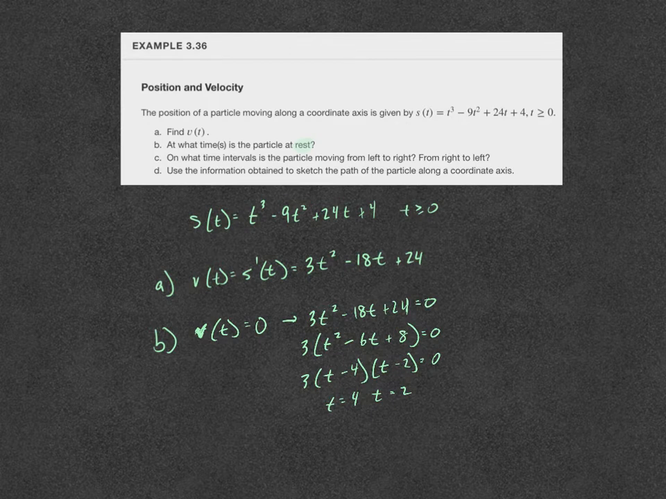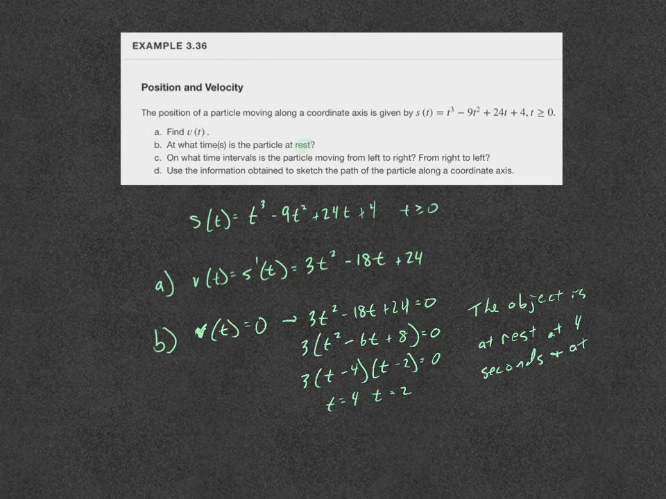So let me write that down. The object is at rest at 4 seconds. Well, actually, I should probably write the 2. Well, it doesn't matter. At 4 seconds and at 2 seconds. Like that. There we go. All right, so that's part B.